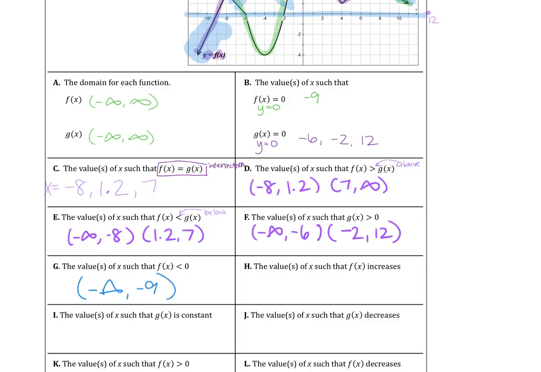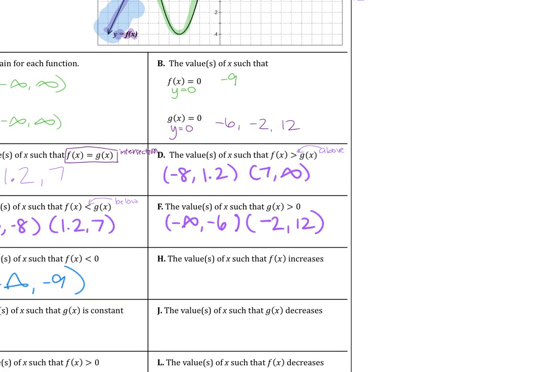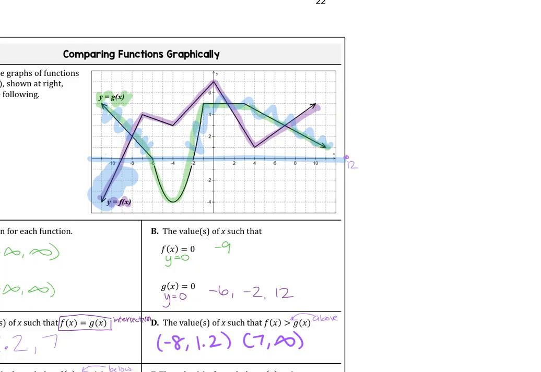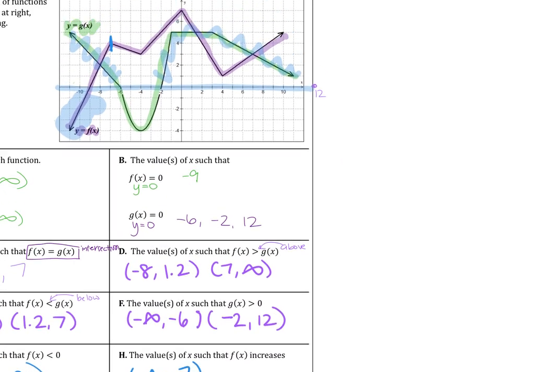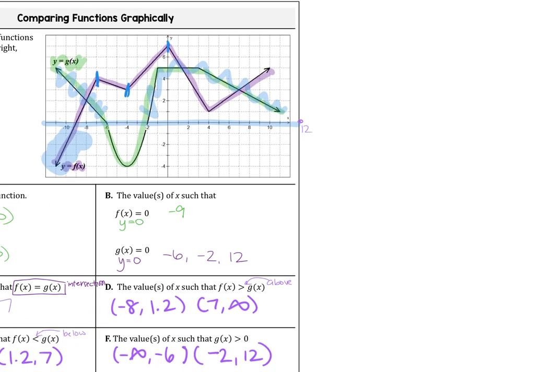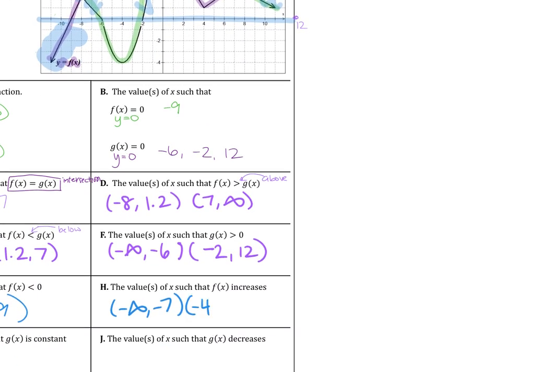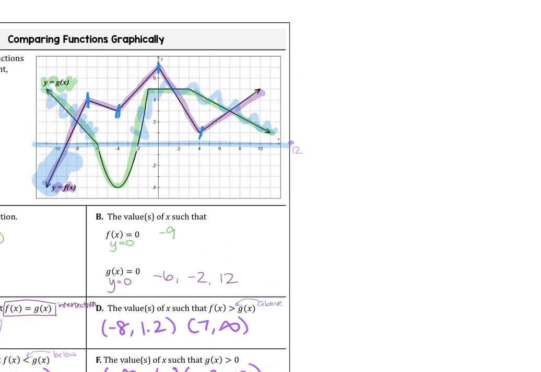Okay, increasing, decreasing, and constant should be familiar to you. So increasing for f of x, we're looking at the purple line, is increasing from -infinity all the way to here, so -7. Increasing again from here to here, so -4 to 0. And one more time from 4 to infinity.